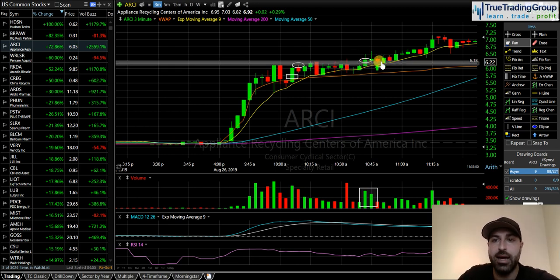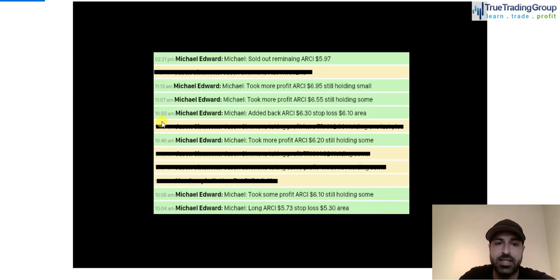Okay, and once I saw right in here these two candles, actually three candles support at that previous high, you see that three candle support at that previous high, I added back to a full-size position right there at $6.30. Back to my trade announcements. Here we are at 10:50, added back ARCI at 6.30, stop loss 6.10.